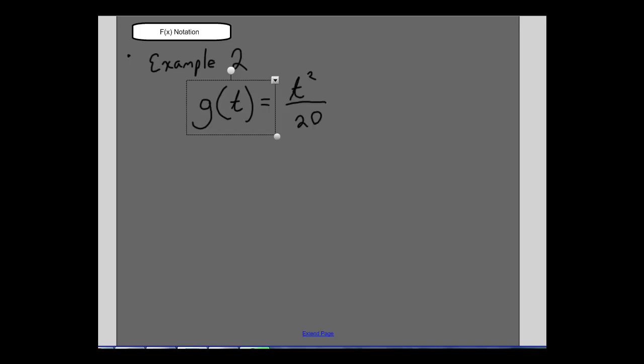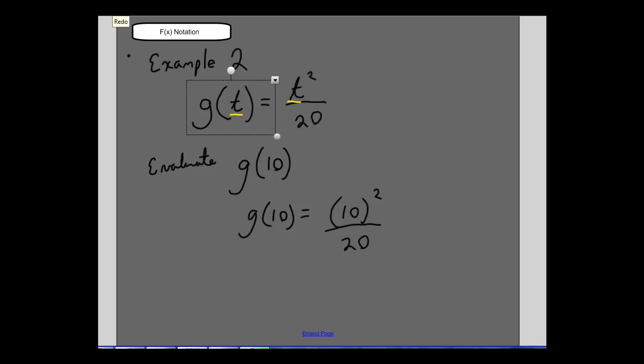We have g of t is equal to t squared over 20. And I'm asked to evaluate g of 10. Again, I'm going to see where my independent variable is. So it's the t. And everywhere I see that t, I'm going to now substitute in a 10, and I'm going to put it in parentheses. Now I follow my order of operations, and I square the 10 first, and then I divide by 20. My final answer is 5.